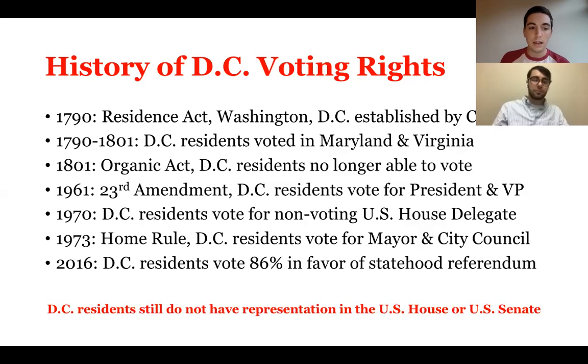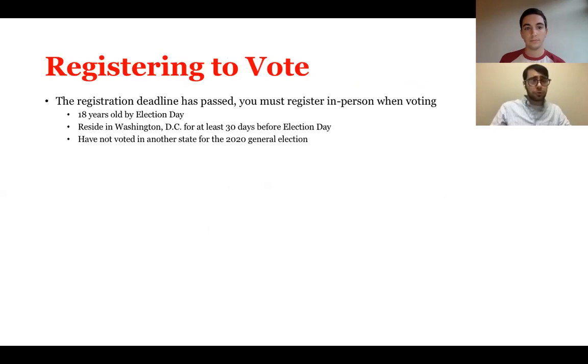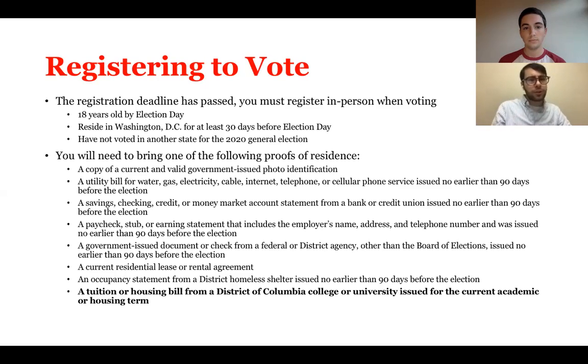And so it's important to note that still today, DC residents do not have voting representation in the US House or the US Senate. So with that being said, let's talk a little bit about how to register as a student to vote in DC. So if you have not yet registered to vote in DC, it's not too late, and you're able to vote before November 3rd. So the only requirements are one, that you're at least 18 years old before November 3rd, two, that you've lived in DC for at least 30 days, and three, that you have not yet voted in another state.